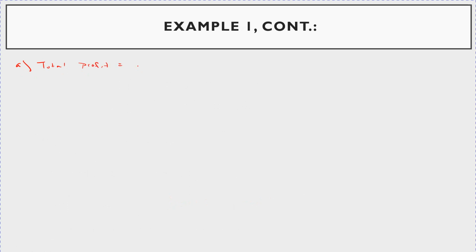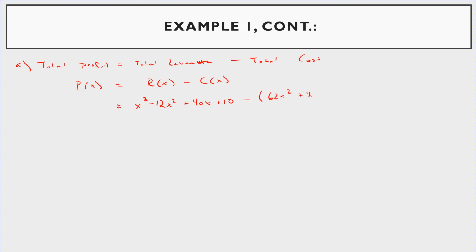So the total profit is equal to the total revenue minus the total cost. Okay, so we're going to denote our profit function P of x, and that's equal to the revenue function minus the cost function. Very, very easy. Well, we had our revenue function that was x cubed minus 12x squared plus 40x plus 10, and then you're going to subtract the cost function, which was 62x squared plus 27,500.